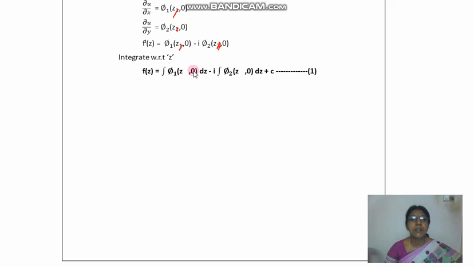So equation 1, you remember this equation. What is this formula? When u is given, this is the formula for f of z. So what is equation 1? This is the formula to find f of z when u is given.